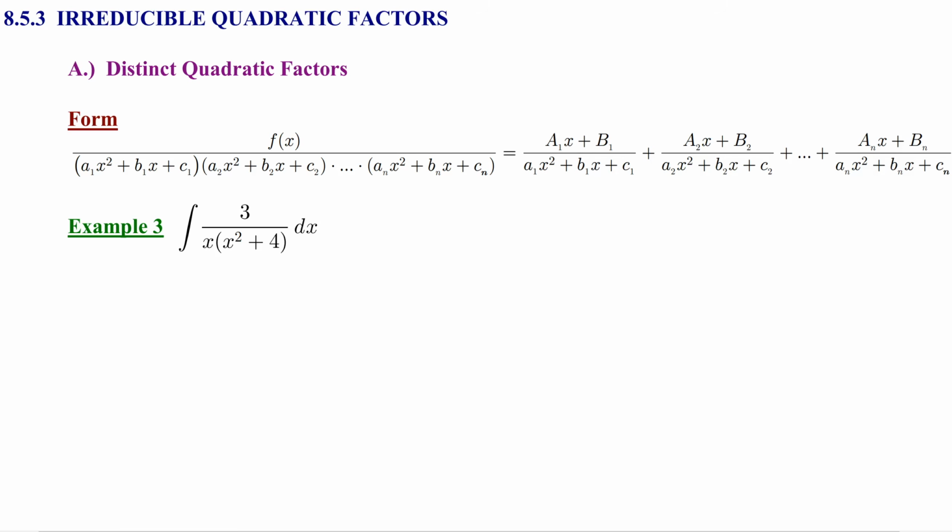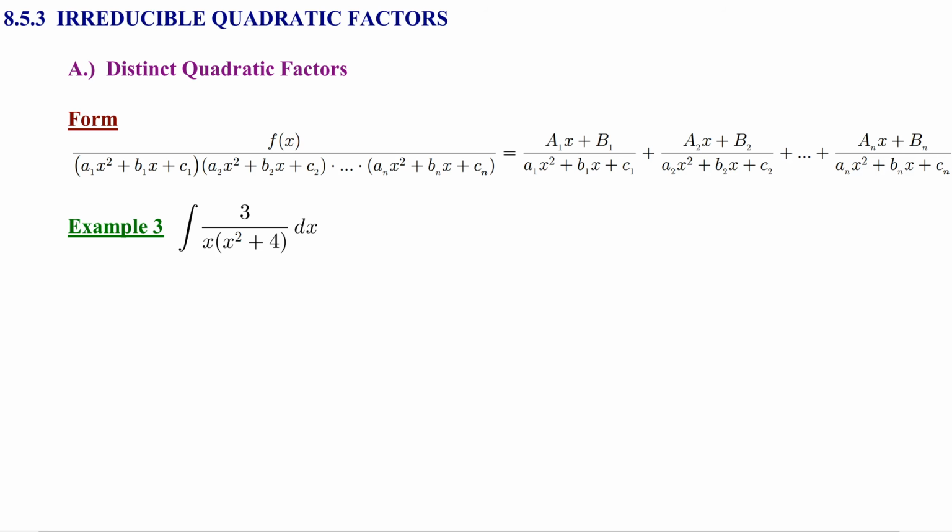In section 8.5.3, we'll learn how to apply partial fractions when the denominator contains irreducible quadratic factors. We'll consider two cases: distinct quadratic factors and repeated quadratic factors. The overall approach to handling quadratic factors in the denominator will be very similar to the way we set up partial fractions when we had linear factors.